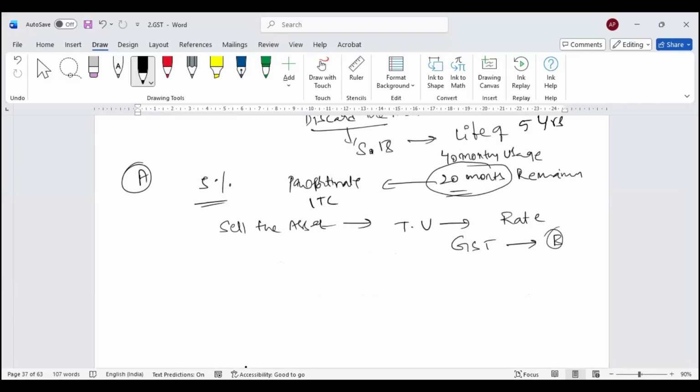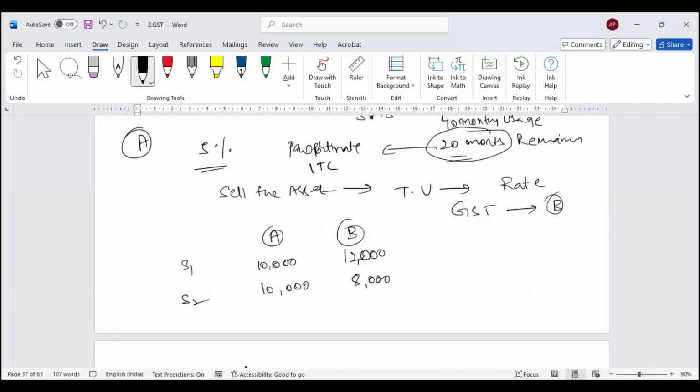Now, when I compare A and B, A is 10,000. That is the remaining GST proportionate value. On transaction value, I may get 12,000. This is scenario 1. Scenario 2, I get that proportionate 10,000 only, but I am going to sell where I am going to pay GST of 8,000. Law is saying that whichever is higher, pay that GST. This is the common law. So in this case, pay 12,000 GST. In this case, pay 10,000 GST.